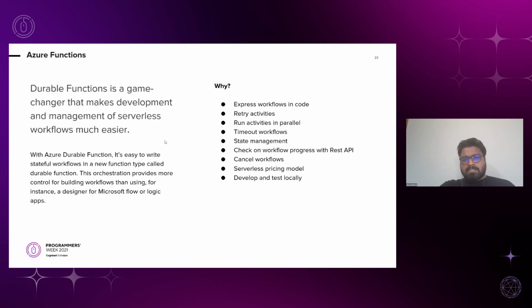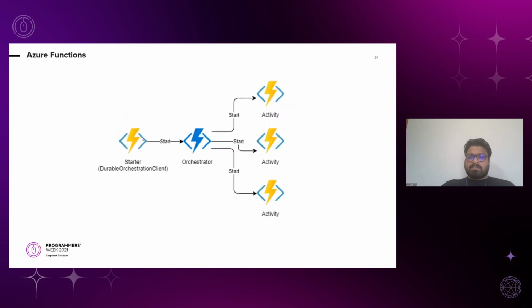So a durable function is an easy way to write stateful workflows, a new function type called durable function. This is an orchestration which provides more control for building workflows. Like I said, we can create workflows using these durable functions, which can coordinate the execution of different functions. So this is how durable functions normally start executing.